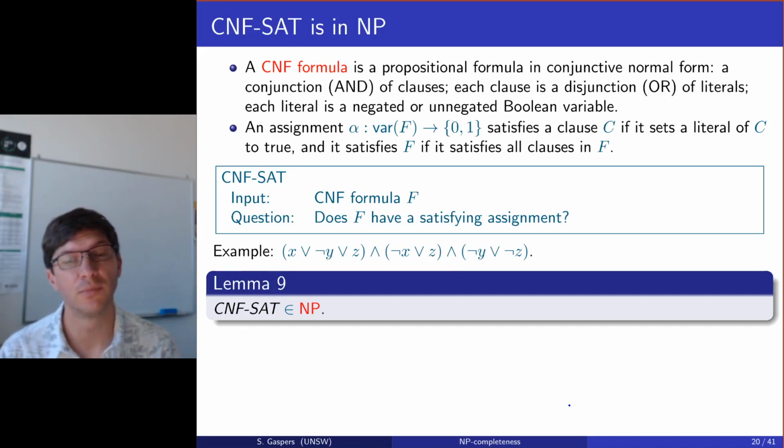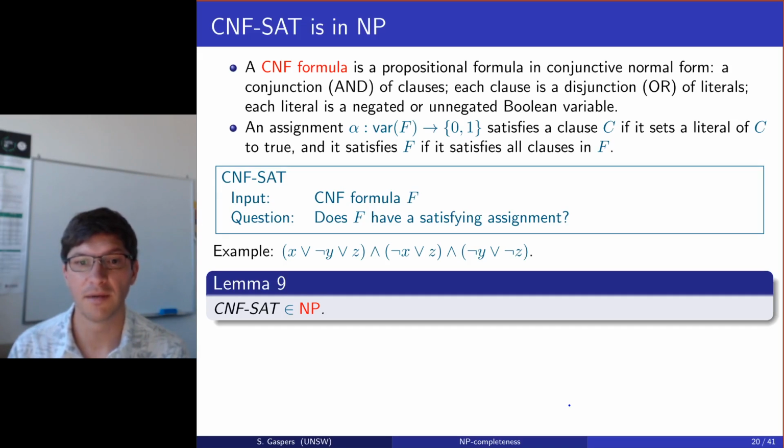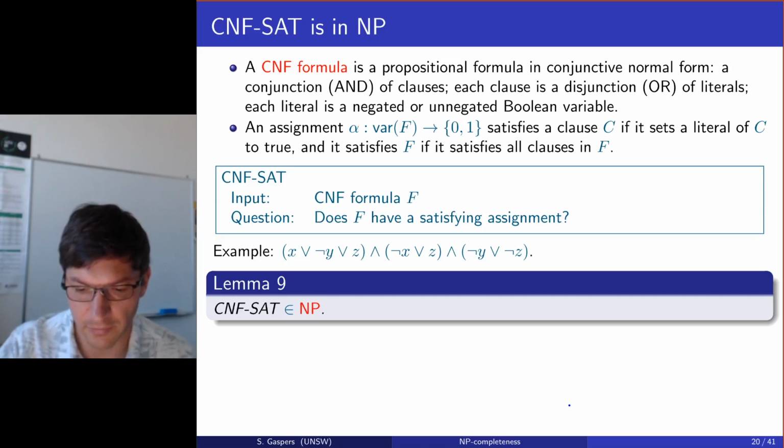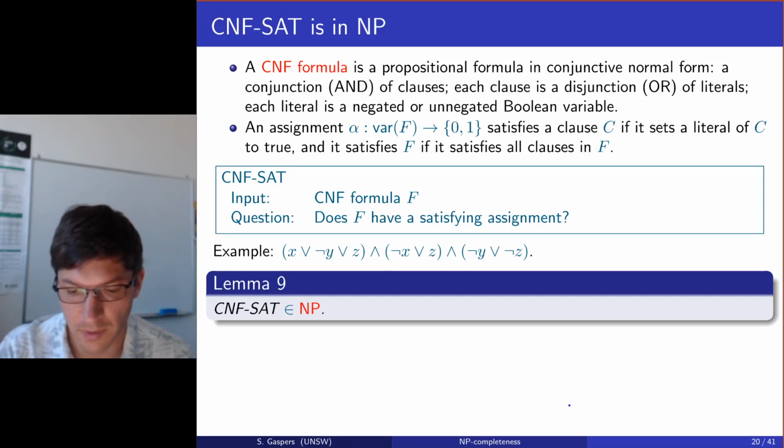Let's talk about one of the most important problems in NP, CNF satisfiability. A CNF formula is a propositional formula in conjunctive normal form. So it contains a conjunction, an AND, of clauses. Each clause is a disjunction, an OR, of literals, and each literal is a negated or unnegated Boolean variable. In the example here, we have 3 clauses. The first clause contains x, not y, and z. The second one contains not x and z. And the third one contains not y and not z.